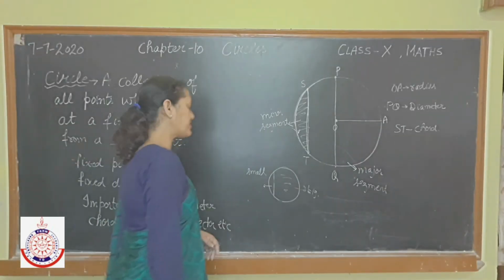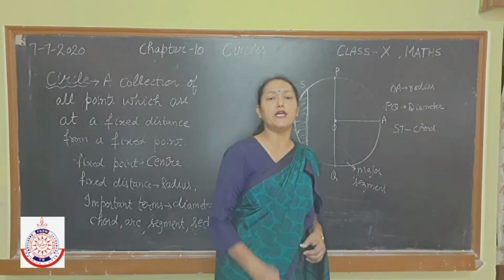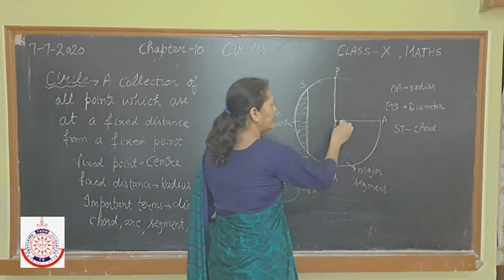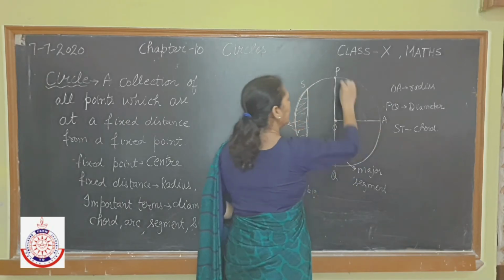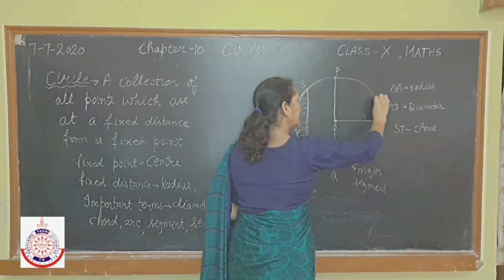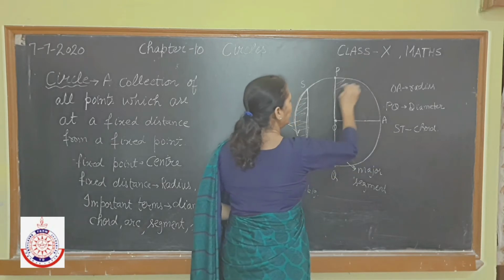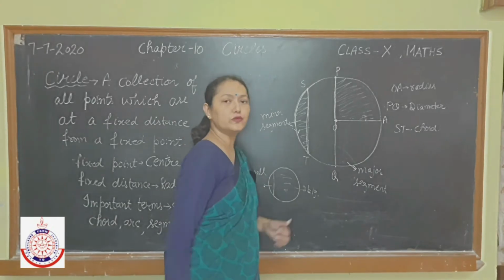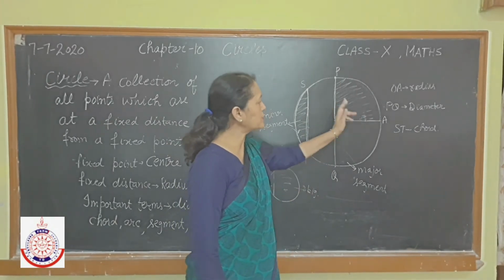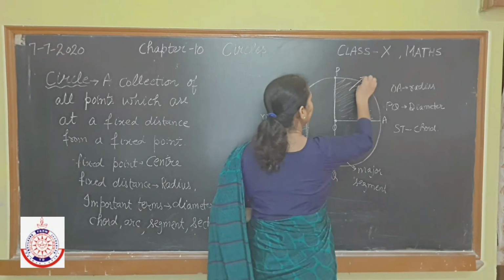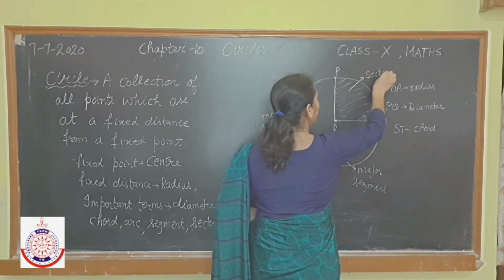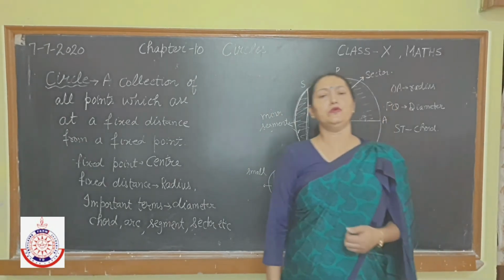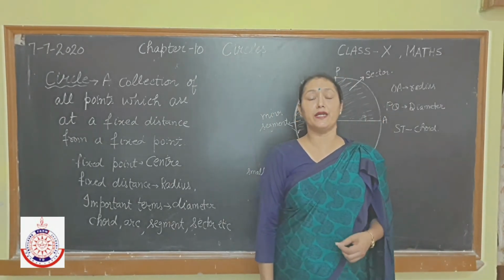Next we have studied about sector. If we take 2 radii, PO and OA are the radii, and this we have taken as arc, then the area enclosed between the 2 radii and the arc is called sector. This is what we have already studied in 9th class. Now we'll come to the next topic that we have to study in 10th.